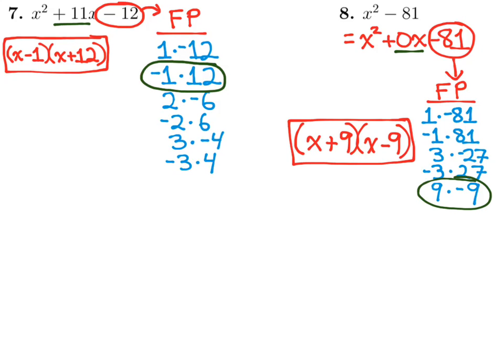Hey, welcome back. So on number 7, you're trying to get to negative 12. It led to those 6 factor pairs. 12 and negative 1 is the winner. So it's x minus 1, x plus 12. On number 8, first I recommend you rewrite it as x squared plus 0x minus 81. Gives us those 5 sets of factor pairs. x plus 9, x minus 9 is the winner.